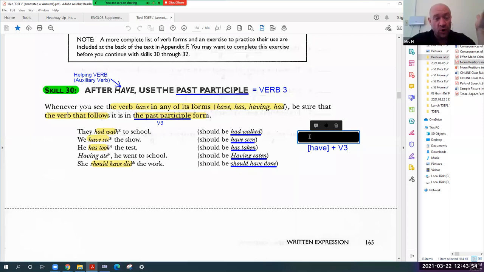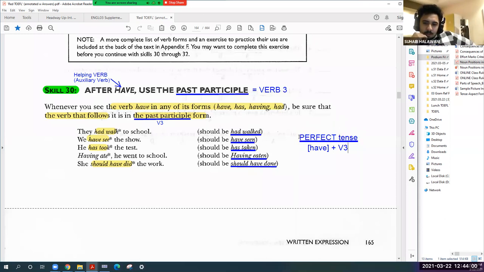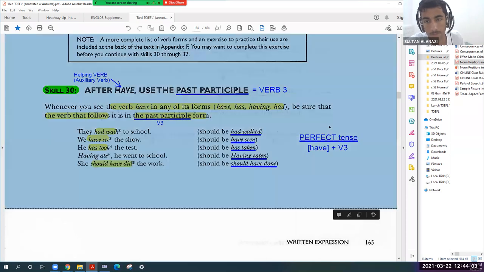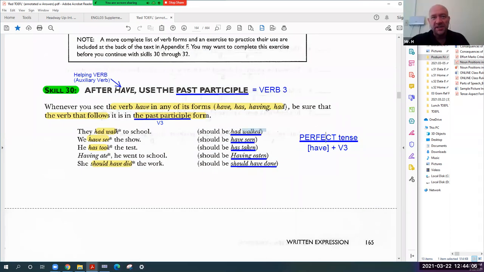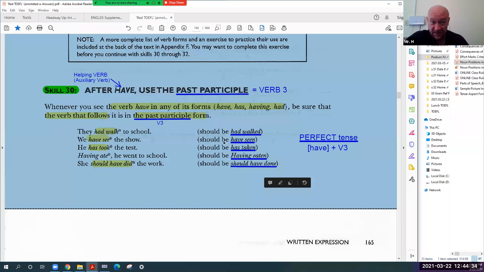What's this formula? This formula has a name. Perfect tense. Just perfect. You see? Perfect. What is the first one? Past perfect. How about the second one? Present perfect. The third one? Also present perfect, okay? I'm not going to talk about these right now because that's a different level of grammar, okay? All right, but they are all perfect, all of them.